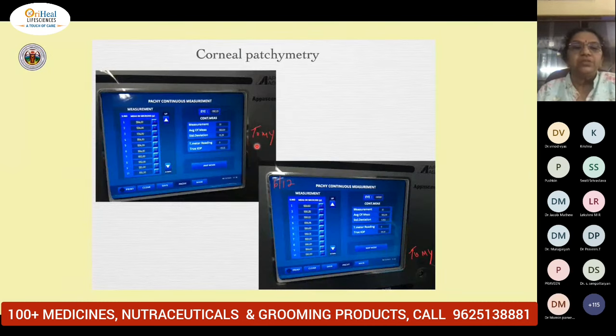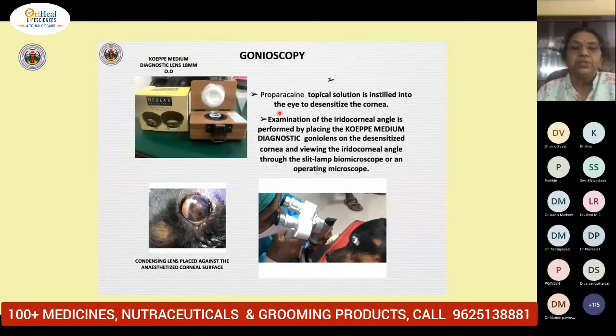So corneal pachymetry is very important. It measures the thickness of the cornea. A small probe is there, so you can keep the small probe on the desensitized cornea, take ten measurements, take the average of that, and then assess the thickness of the cornea. So that is called pachymetry.